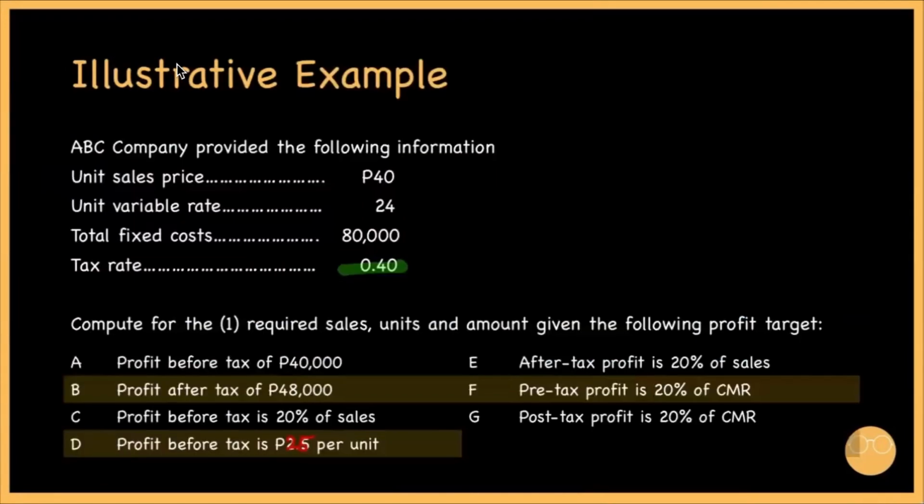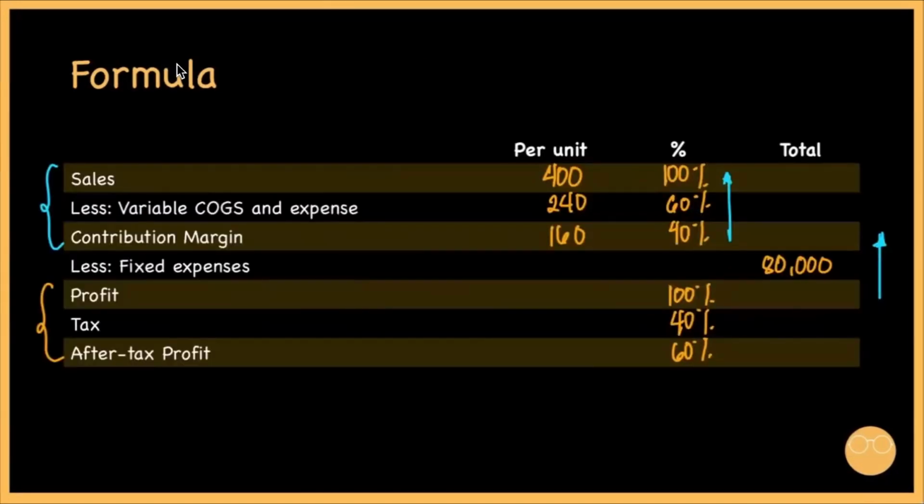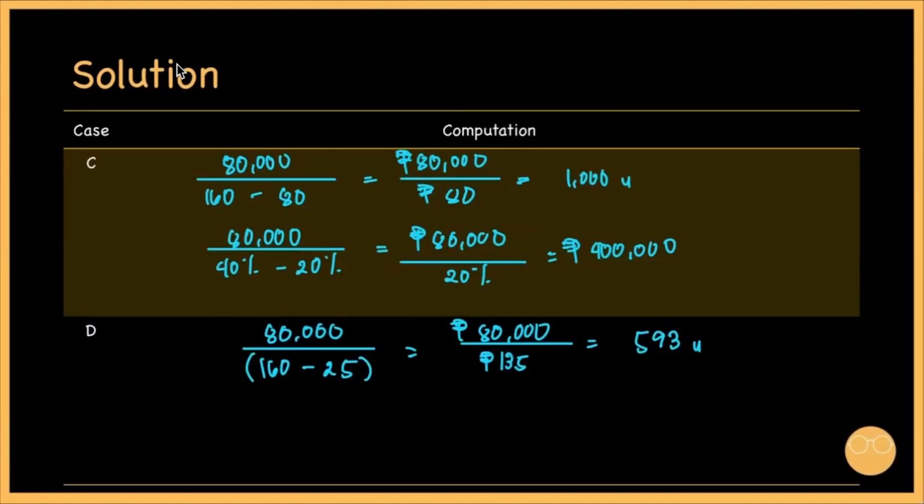Let's answer letter D. Profit before tax is 25 pesos per unit. Let's plot it here, 25 pesos per unit. Then this profit before tax, this should be deducted from the unit contribution margin. Let's divide the 80,000 by the difference of 160 and 25 pesos, or 80,000 divided by 135. Then our break-even point in terms of units is 593 units.